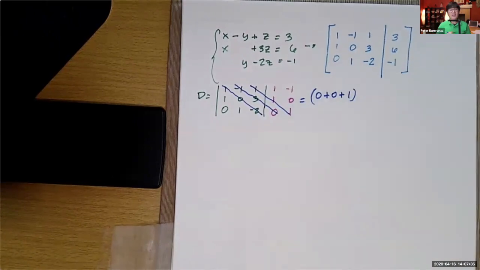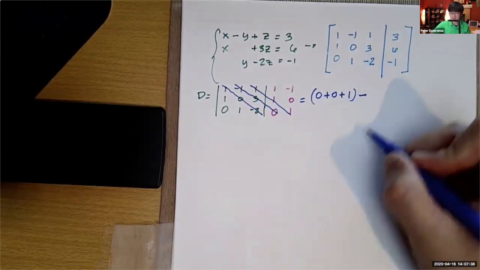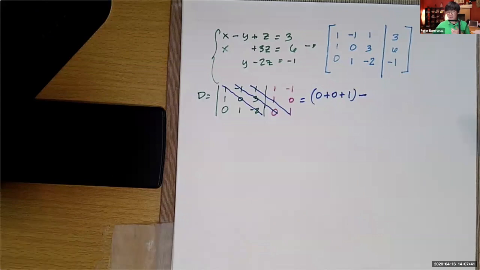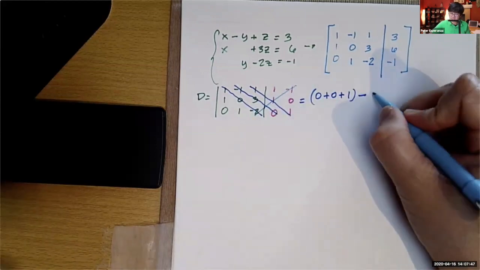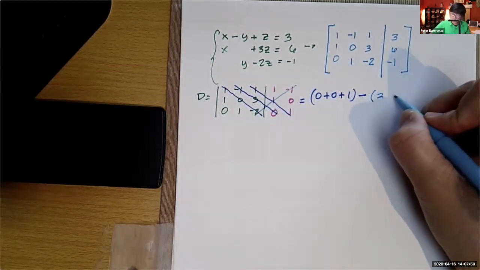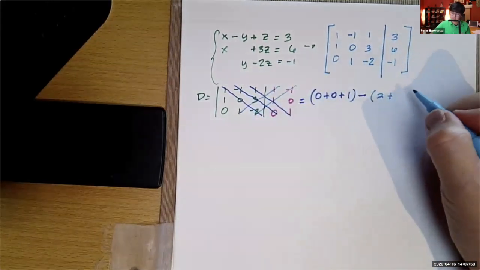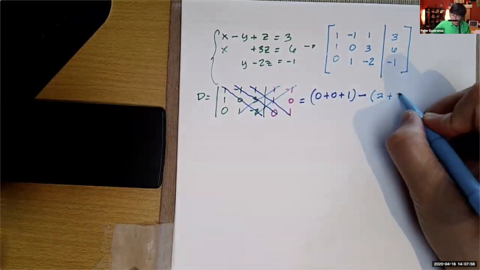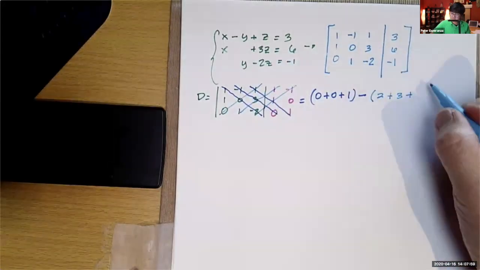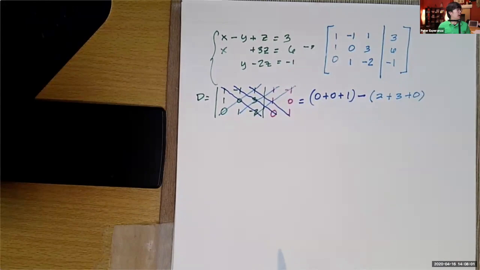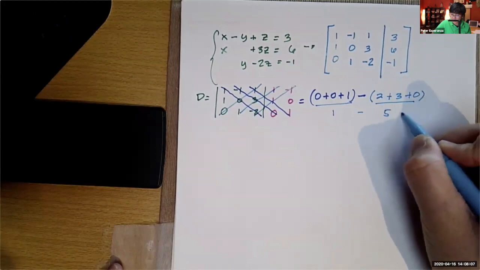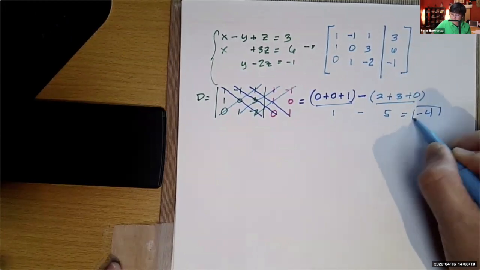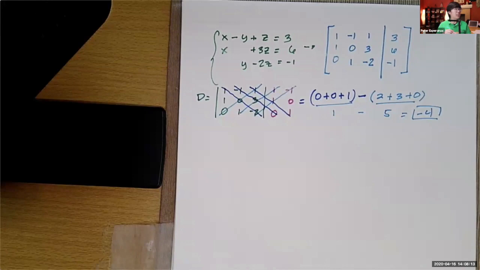All right. So that's our first diagonal minus the second diagonal. See, if we have a lot of zeros, things are easier. This one is not 0. It's going to be positive 2 plus 3 plus 0. Okay, and now we have 1 minus 5, which is negative 4. Did I do it right? I hope so, because I don't want to repeat this.